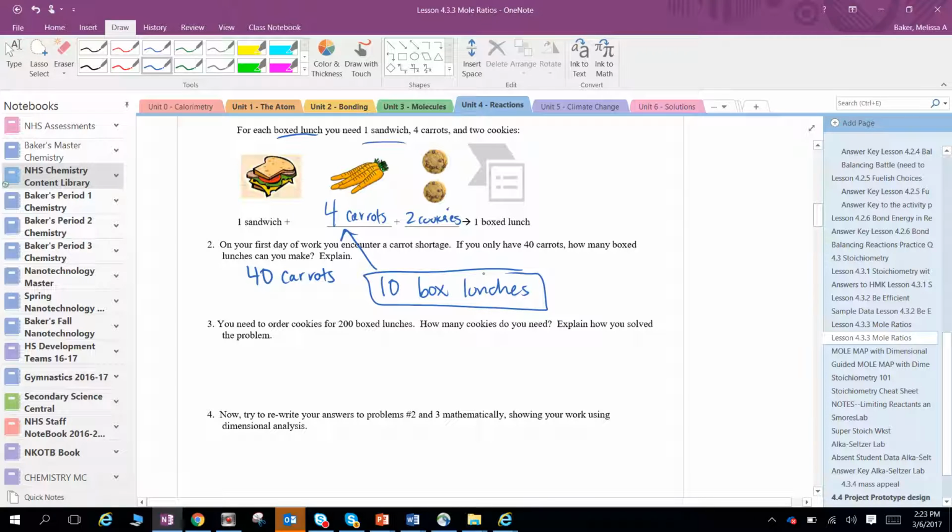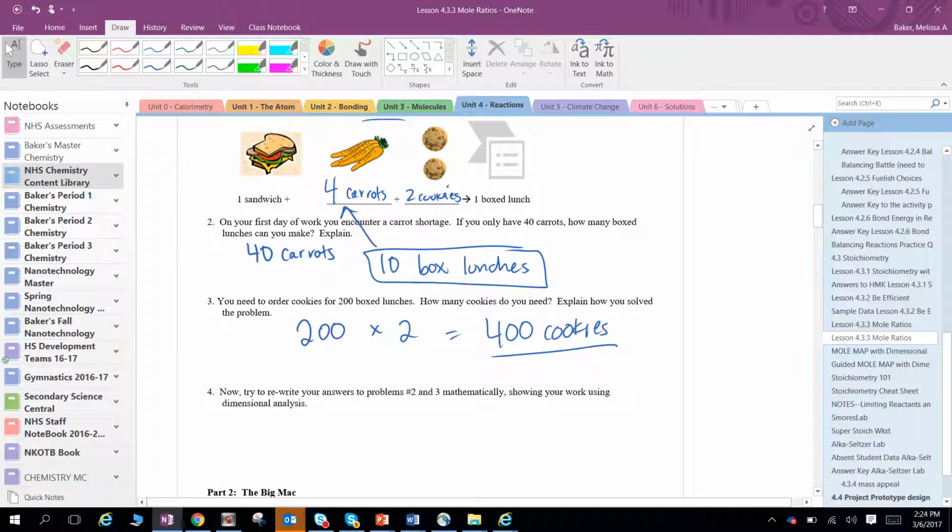Number 2, you need to order cookies for 200 boxed lunches. How many cookies do you need? 200 boxed lunches, you need 2 for every lunch, so you're going to need to order 400 cookies. Okay, explain how you solved the problem. Well, I just multiplied by how many cookies were needed per boxed lunch.